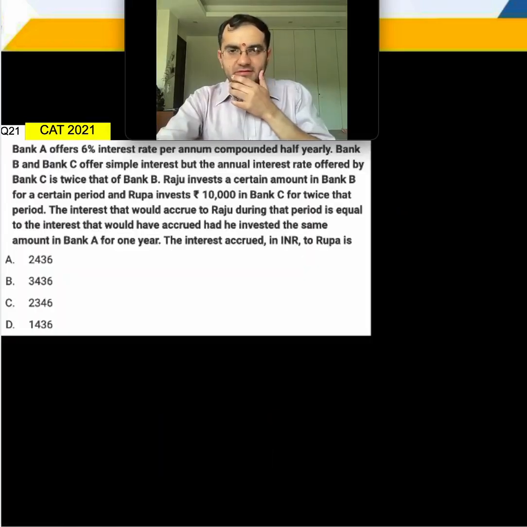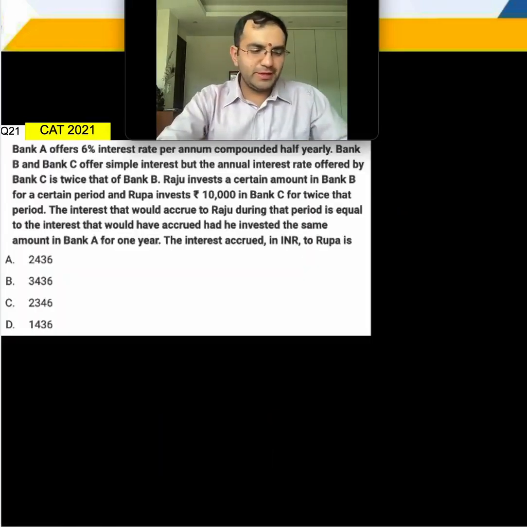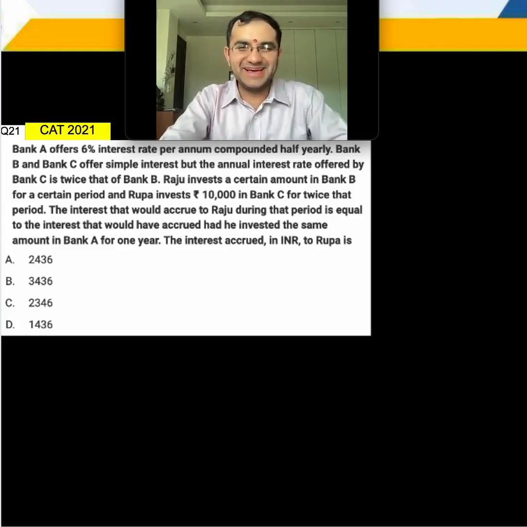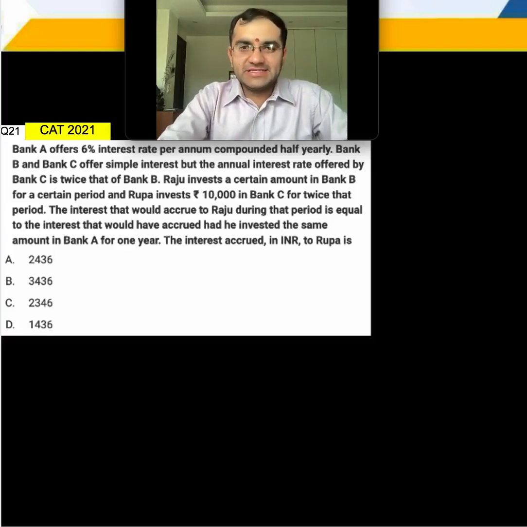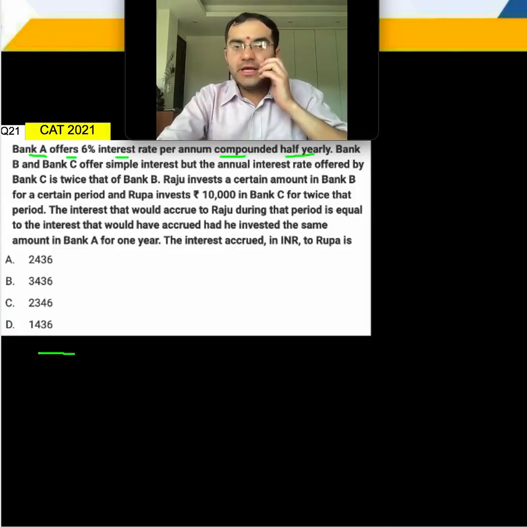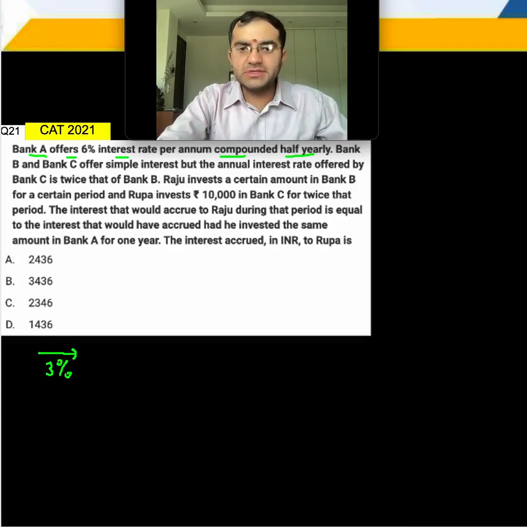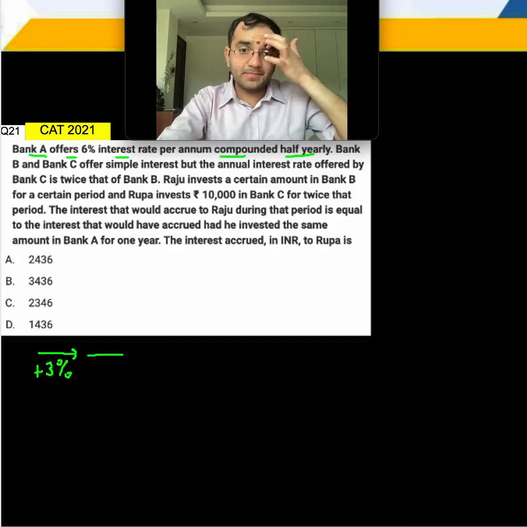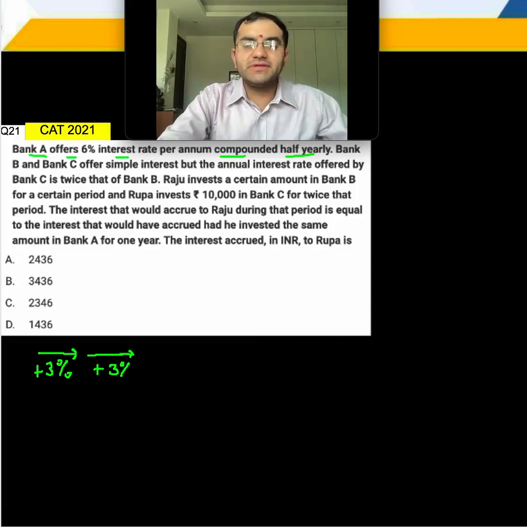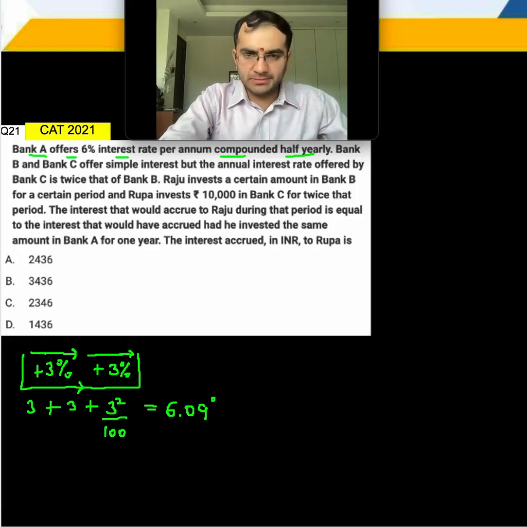This is a lovely and tough question. I remember this very well because I was not able to do it in the exam, and it's from SICI. Bank A offers 6% per annum compounded half yearly. So the concept of half yearly 6% is like saying 3% successively. When you do half yearly and quarterly, etc., 6% half yearly is like saying 3% successively. So 3 successively will become 3 plus 3 square upon 100, that becomes 6.09%.